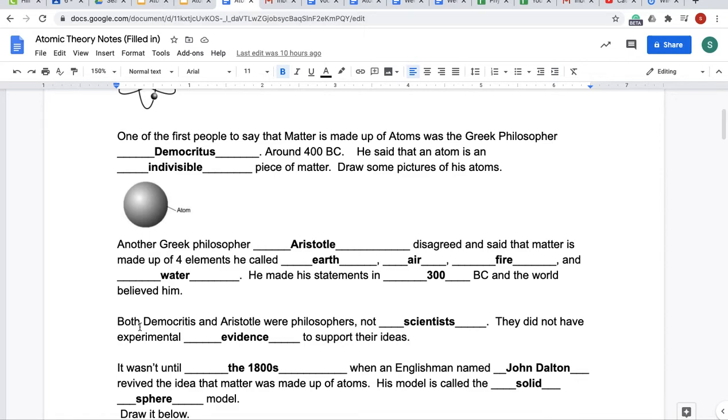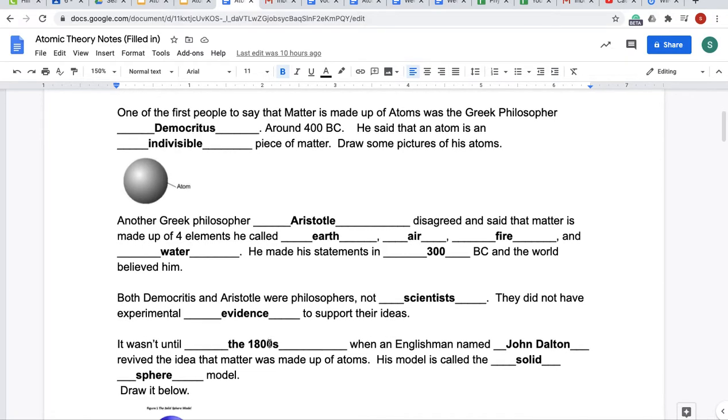Now, the one thing that Democritus and Aristotle had in common was that they were both philosophers and not scientists. So I know they disagreed, but they were only philosophers. And the reason they were only philosophers is because the only way you can become a scientist is if you actually have experimental evidence to support your ideas.